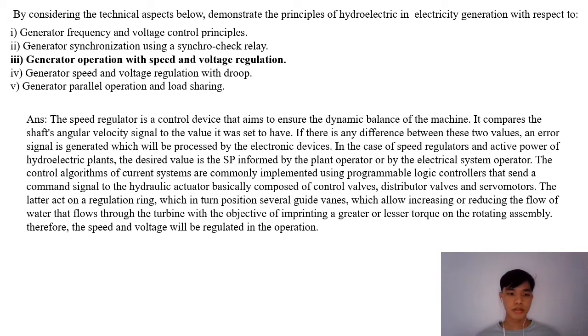For answer 3.3, the speed regulator is a control device that aims to ensure the dynamic balance of the machine. If there is any difference between these two values, an error signal is generated which will be processed by the electronic device. In a hydraulic setting, the control systems are commonly implemented using programmable logic controllers that send a command signal to the hydraulic actuator, basically composed of control valves and servo motors.